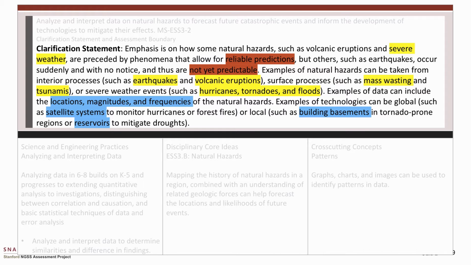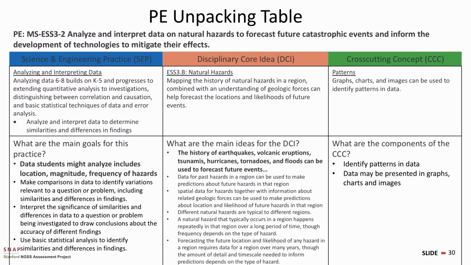drought risk. I'd also like to point out that the clarification highlights a contrast between phenomena that are reliably predicted and those that are not yet predictable. This contrast was not even alluded to in the three dimensions, so this part of the clarification raises more questions for me than it answers, so I'll make sure to revisit this point as we continue. So we're able to add a little more very specific information to the table, including the kinds of data to focus on for the analyses in the practice, and specific types of hazards to focus on for the DCI. This is really helpful in narrowing the scope of the learning goals for the PE.